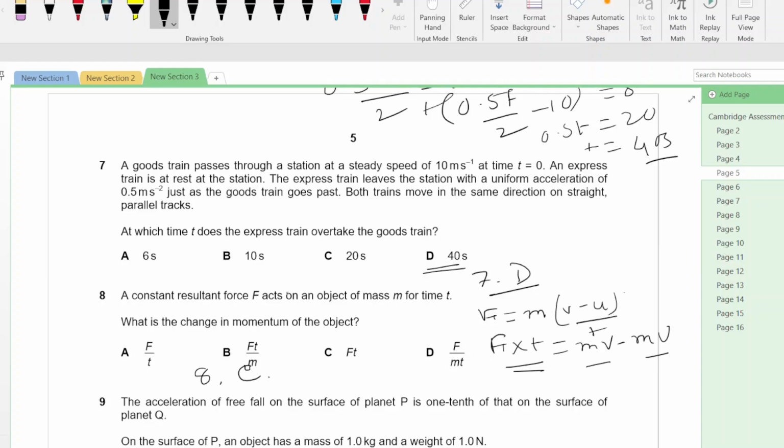Ft can also be named as impulse, but this is not a term to consider here.